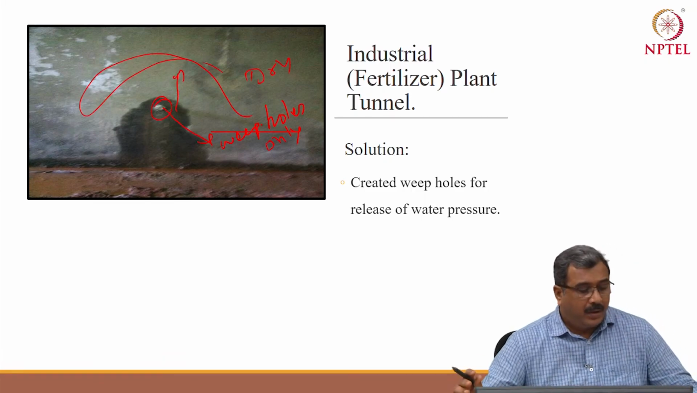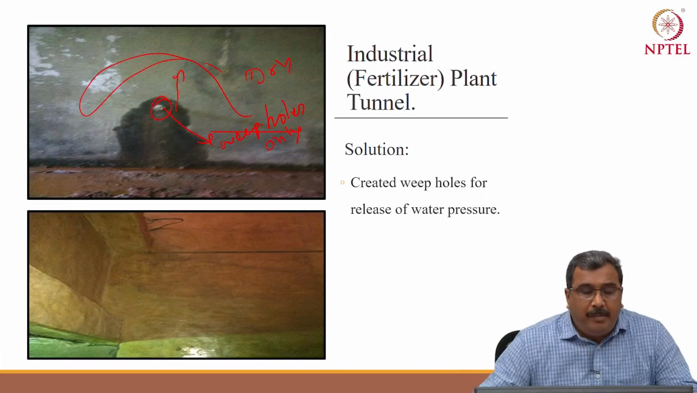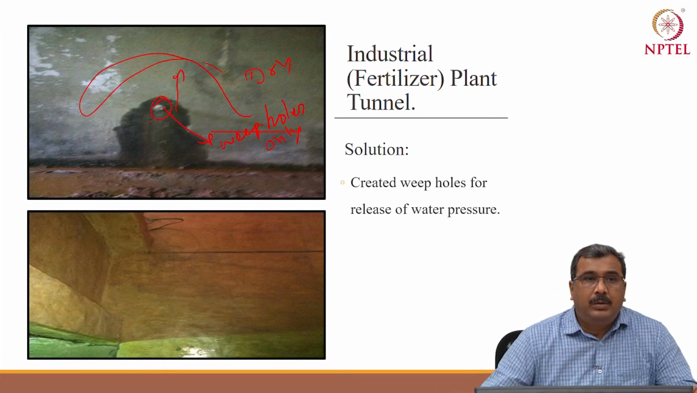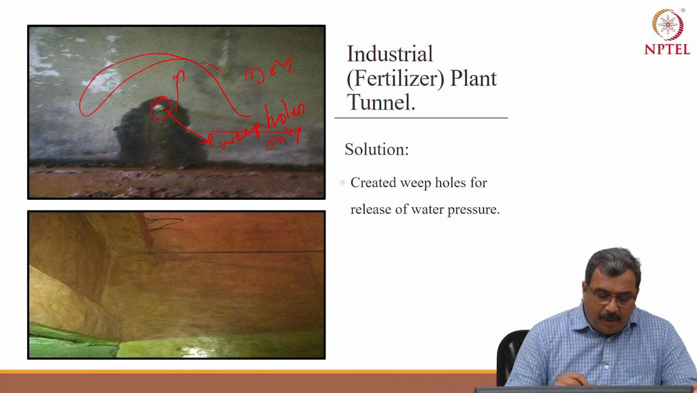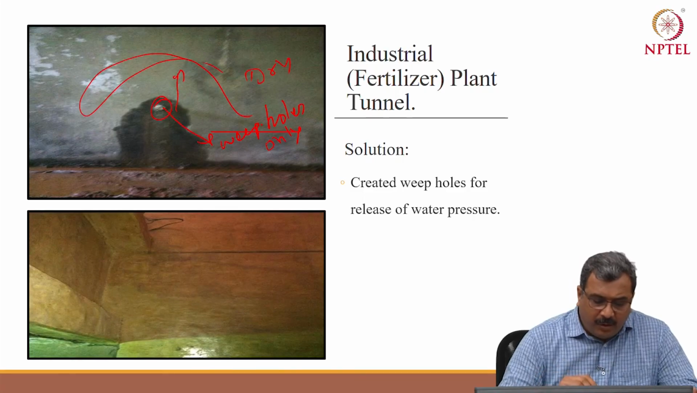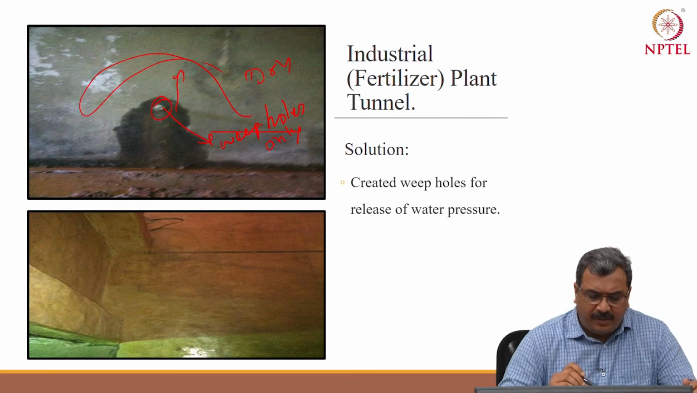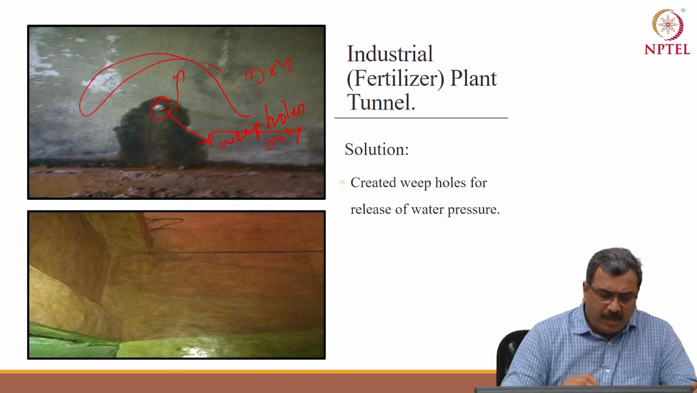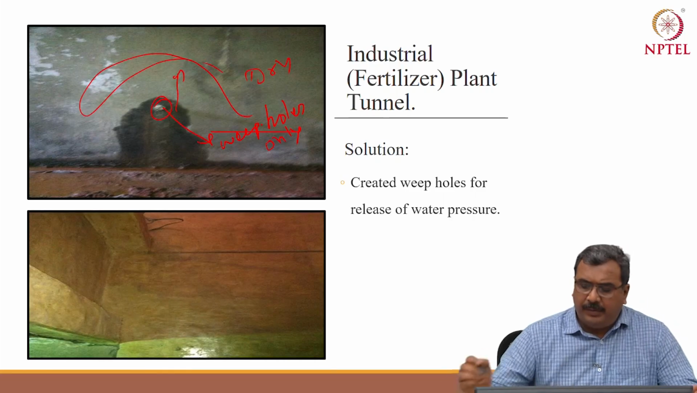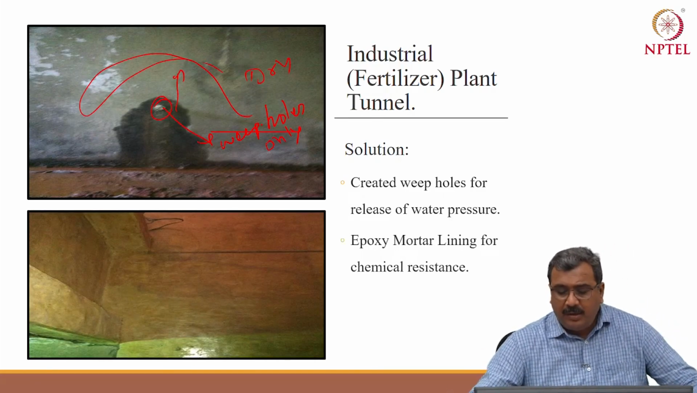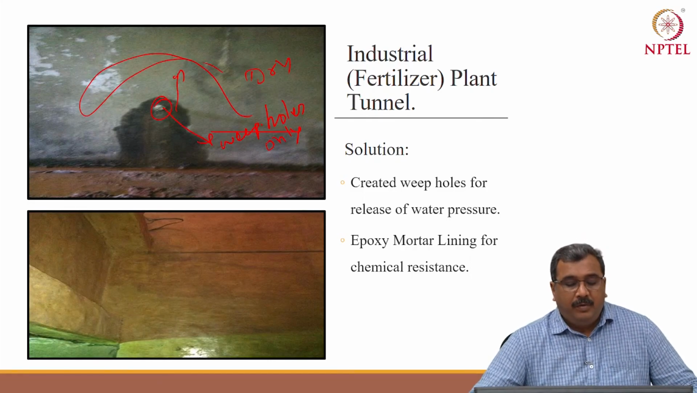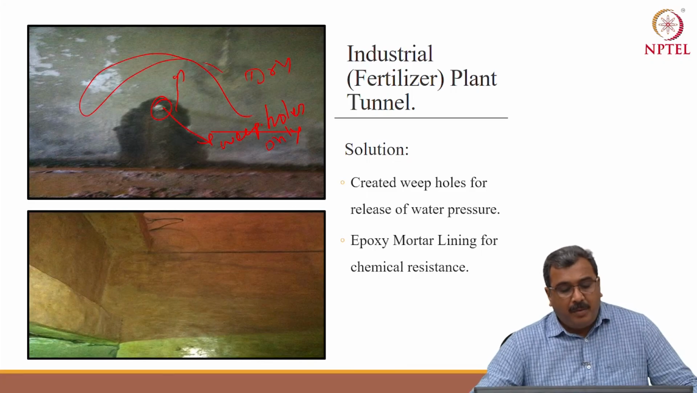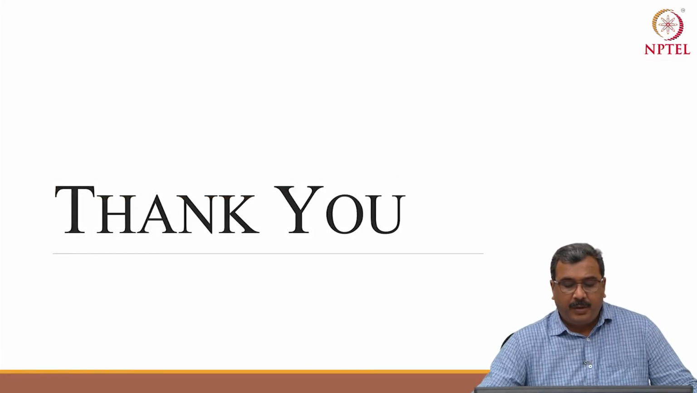And then to protect it chemically from the chemicals of potash, an epoxy lining has been carried out. You cannot see the photograph properly because the working condition is very severe. You can't have a good photograph, but this whole entire area is epoxy lined. So this way you have protection from chemicals, you have a way to release the pressure of water, and repair and strengthening has been done. Thank you.